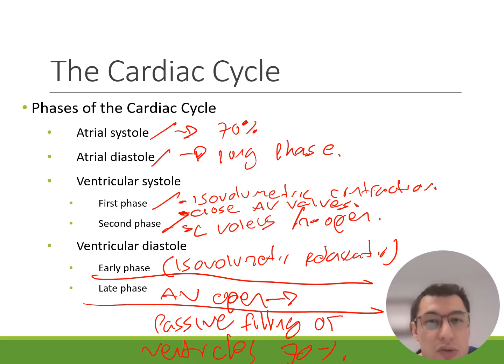If we're going through atrial systole, the AV valves will be open. If we're going to atrial diastole, as soon as we start the ventricular systole, there will be a closure of the AV valves, and then later on, the semilunar valves will be open in the second phase. Ventricular diastole, we don't open those AV valves until the late phase of the ventricular diastole.